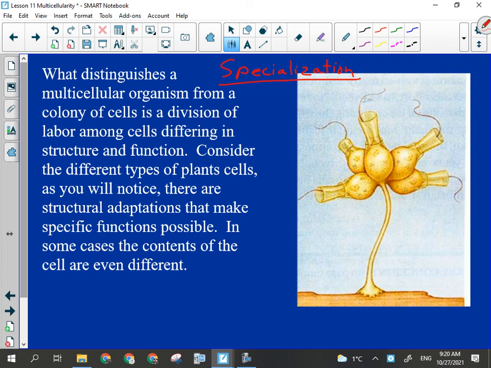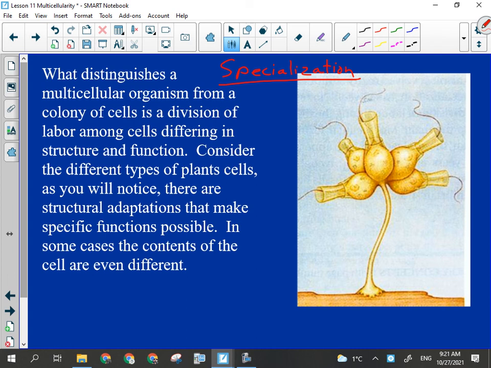Okay? If I take cells from my brain, cells from my skin, cells from my muscles, cells from my heart, and look at them all under the microscope, they all look very different. Do they all have a lot of similarities? Yes, they all have a nucleus, they all have mitochondria, all that kind of stuff. But they're different in structure. My muscle cells, so if I take cells from my heart, those are muscle cells, they're going to be multinucleate. That means every one of the cells has more than one nucleus.